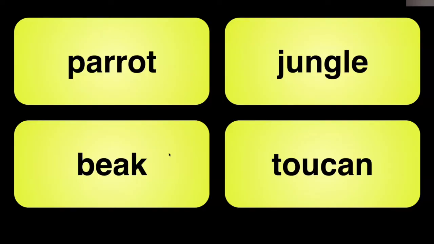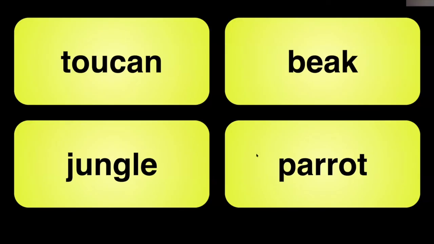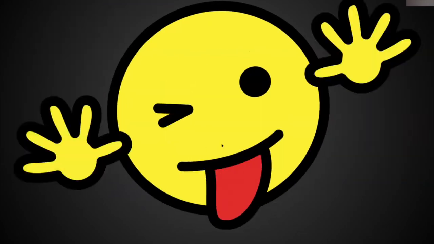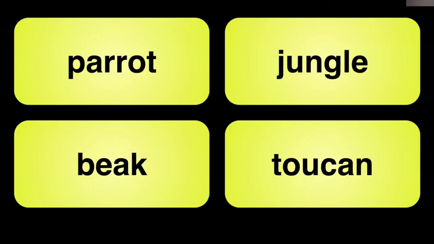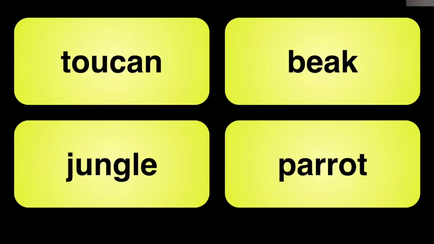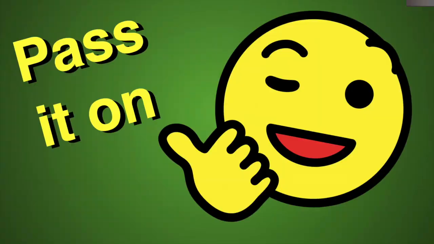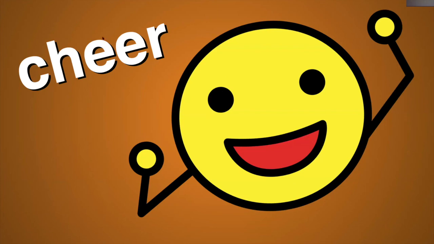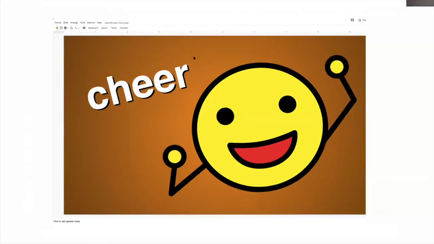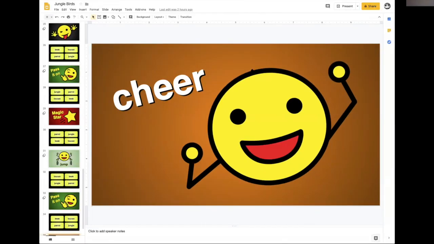And then there's a magic star. I pass it on. Funny faces, level 1, funny faces. Pass it on. The jungle. Everybody jump. Level 1, lots of action for level 1, lots of movement. And that's the last slide. So that is the slight demo for how I would teach the level 1 jungle birds.